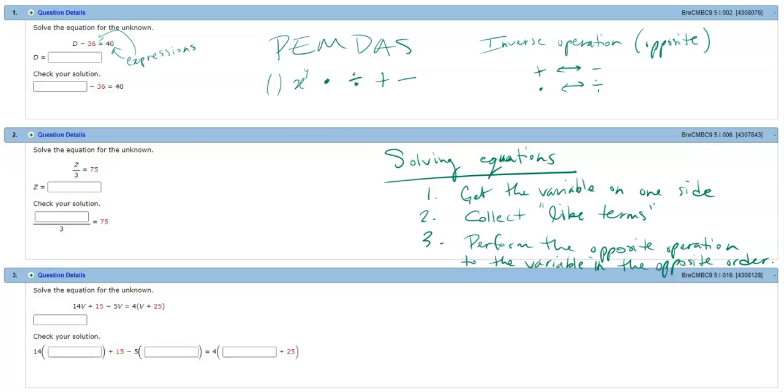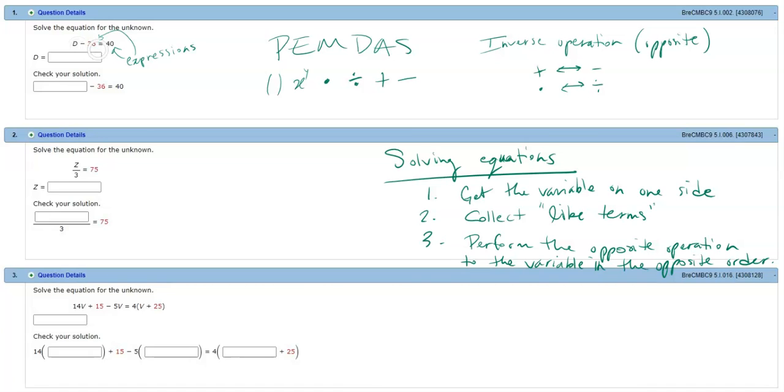Perform the opposite operation to what is being done to the variable there. And then I will also say in the opposite order. And so we will basically investigate which kind of operations are being done, which order they would be done to the variable, and then we want to reverse the order and do the opposite operation. And so I will hopefully be able to make that more clear whenever we try some examples here.